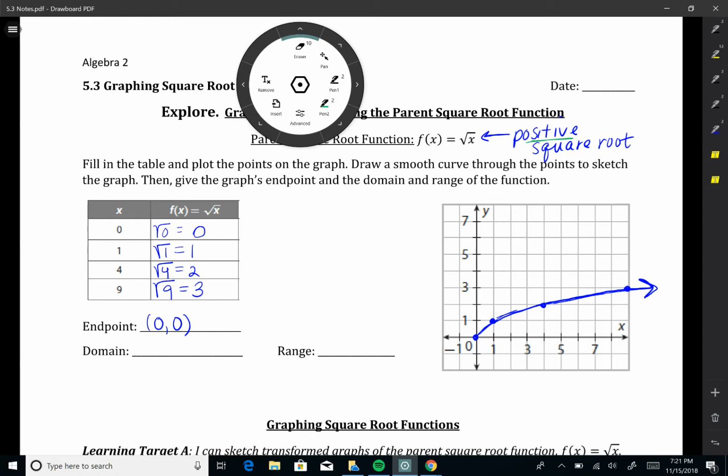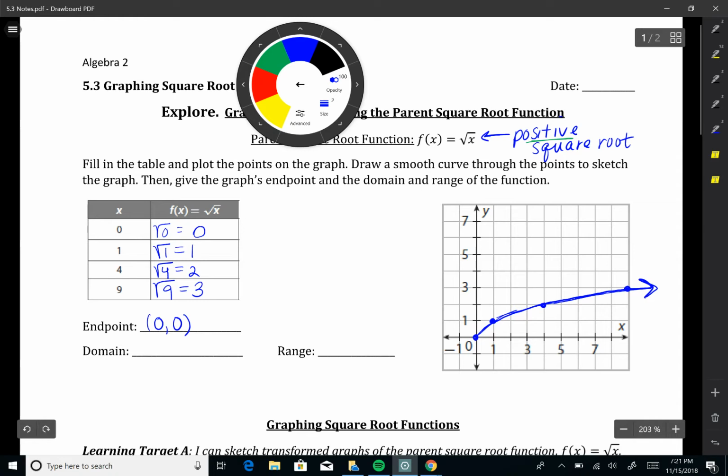So something very important about this function is that it does have an endpoint at 0, 0. And because of that, the domain is all x values greater than or equal to 0. So we can just write it like this. And all the y values are also greater than or equal to 0. Because obviously I can only take the square root of positive numbers or 0, and then because I'm asking for the positive square root, my outputs are also going to be greater than or equal to 0.